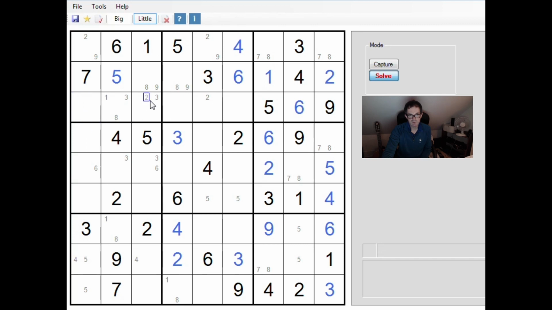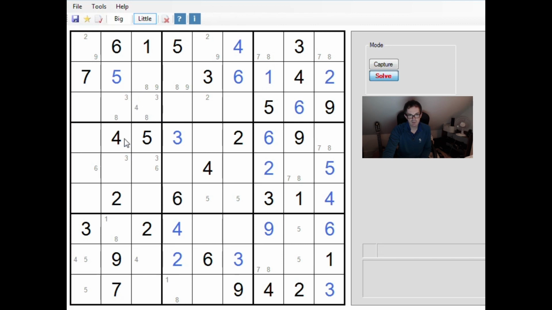This cell here is quite restricted as well. Can be 1 or 2, can be 3, can be 4, can't be 5, 6, 7. So that's 3, 4 or 8. In fact, that can't be 1 because we have a 1 here, so we're starting to get something that looks like it might be interesting here.